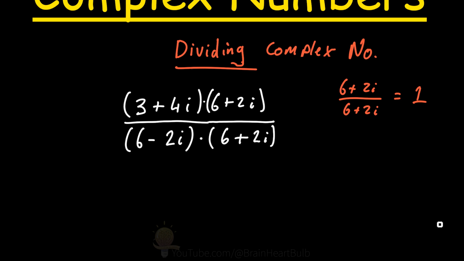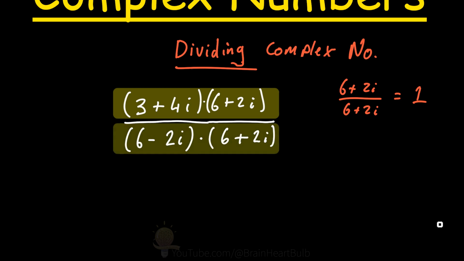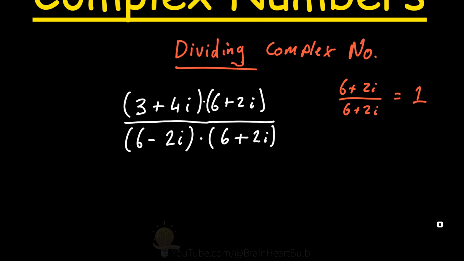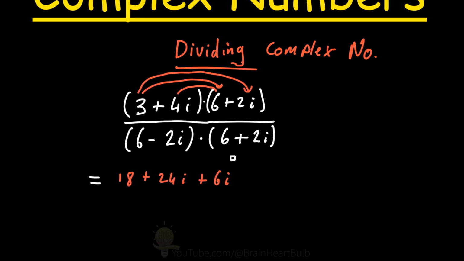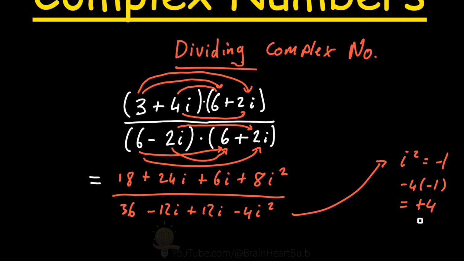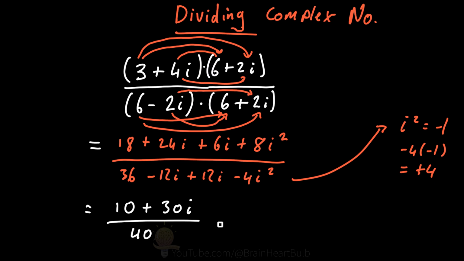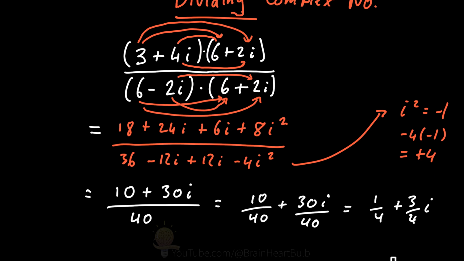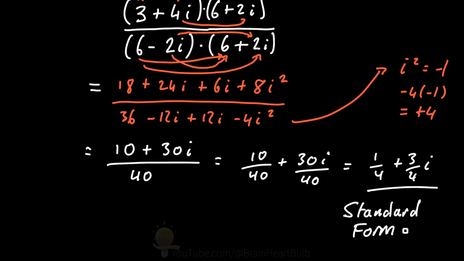So now, we can multiply out the numerator and denominator separately using the previous method we just learnt. And again, we need to remember that i squared is equal to -1. So you can see in the denominator, because we're multiplying the complex number by its complex conjugate, the imaginary parts of the number cancel out, leaving us with a positive 40. And then we can simplify this answer into a complex number in standard form, with a real part and an imaginary part.